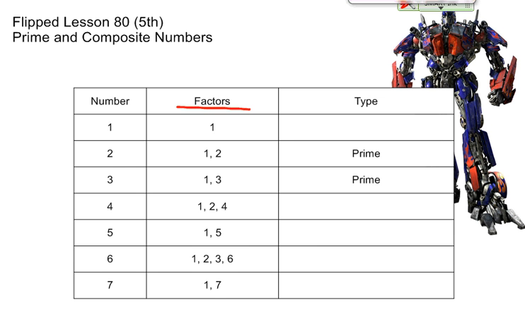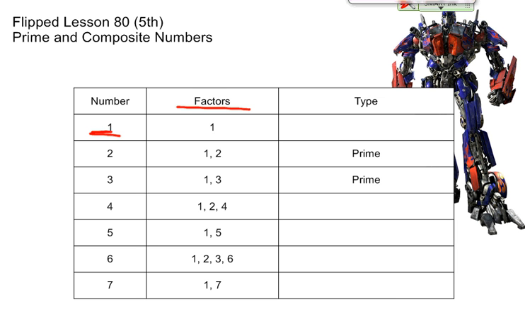Factors, of course, if you remember, are numbers that when multiplied together equal a product. So in this case, our number over here would be our product, and so the factors would be what numbers when multiplied together equal that product. And so in this case, number 1, the factors of 1 are 1. 1 times 1 is the only way to get the number 1.